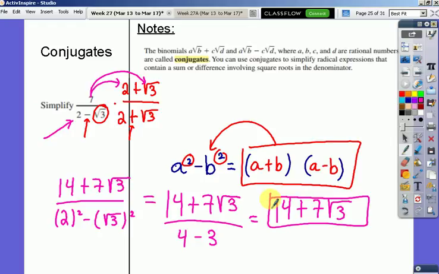So whenever you see a plus or a minus here with a radical, and you know you have to rationalize that denominator, you have to multiply by something called a conjugate. Conjugate pairs make these special factors. Special factors allow us to get rid of the roots.